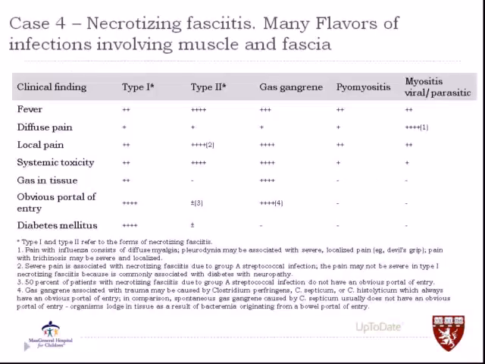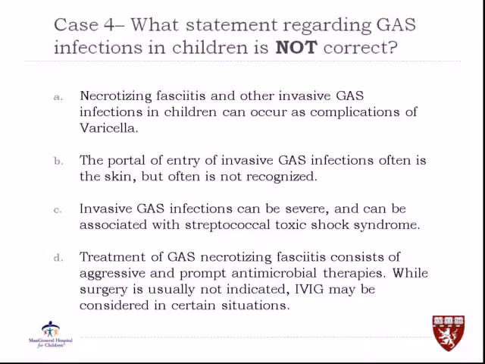This is a table from UpToDate, detailing some of the flavors of infections that involve muscles and fascia. We will not go into details because we are running out of time, but this is a good table to refer to. So now that you've diagnosed group A strep infection, what do you think is not correct of all these statements? So, not correct.